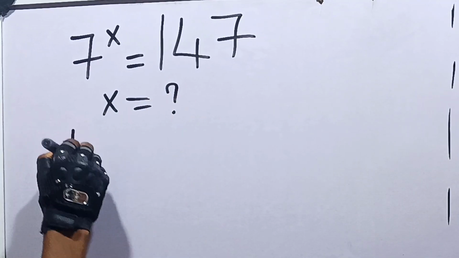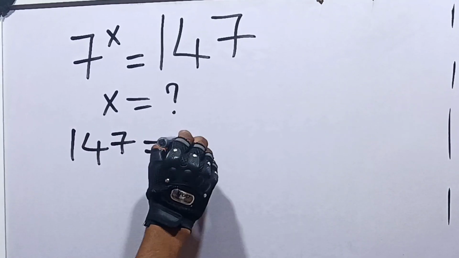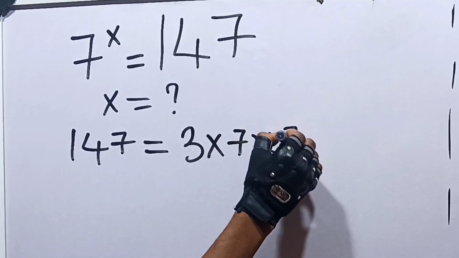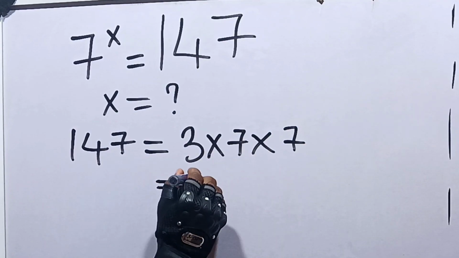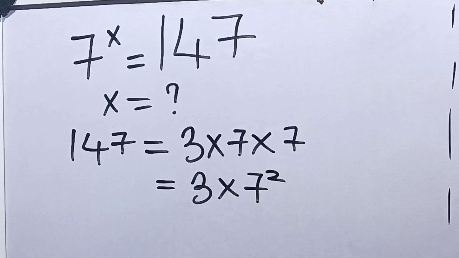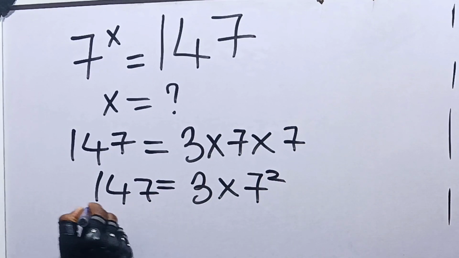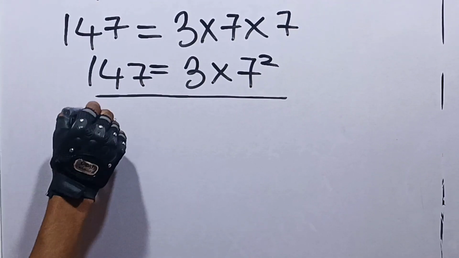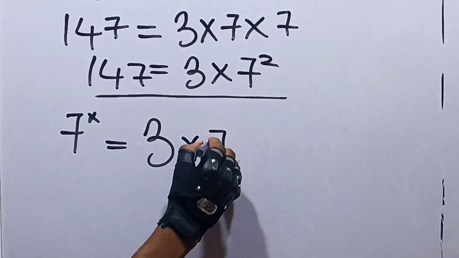So 147 is equal to 3 times 7 times 7. Now, 7 times 7 can be written as 7 squared. So this can be written as 3 multiplied by 7 squared. Now, this is 147. We can go ahead and replace 147 with 3 times 7 squared in this given equation. So we have that 7 raised to the power x is equal to 3 multiplied by 7 squared.